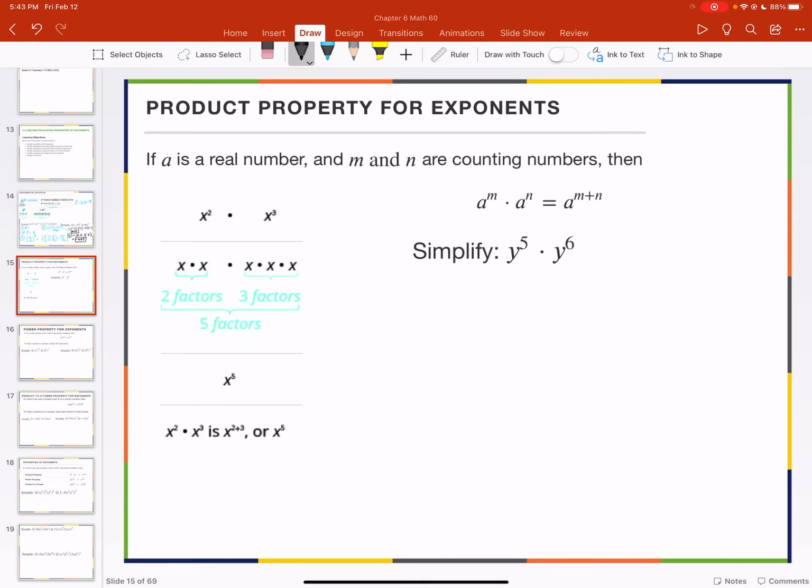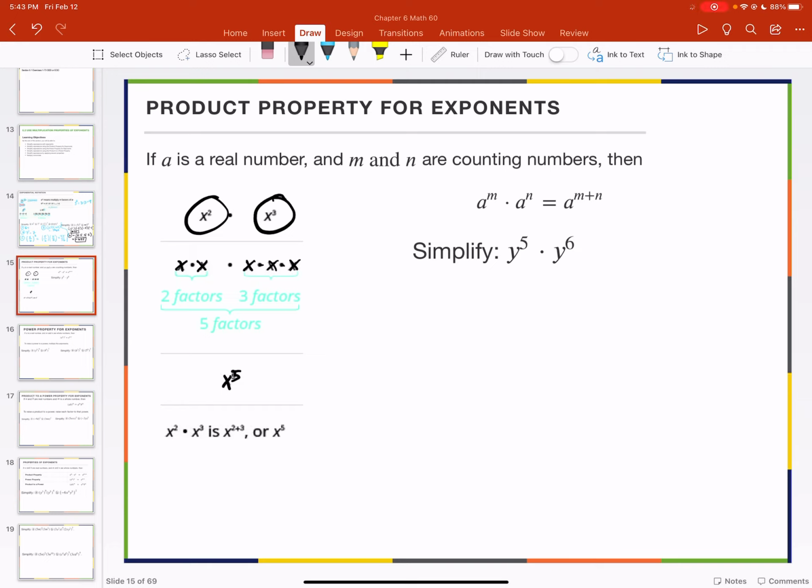Okay, so what's the product property for exponents? If you have 2 numbers that are the same base and you multiply them together, you would add the exponents. So for example, here we have x squared times x cubed. Well, x squared is x times x, and x cubed is x times x times x. So together you're going to have 5 x's. So it would be x to the power 5. So x squared times x cubed is x to the power 2 plus 3.